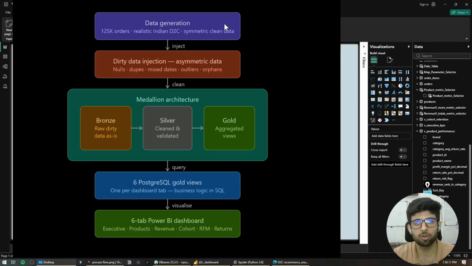So this is the process flow of my project, where we first generated the data, then we injected dirty data into it based on nulls, duplicates, mixed values. Then it went into the Medallion architecture. It had the bronze raw dirty data, and from that it went into the silver data where we cleaned it and validated it. After that, we put it into PostgreSQL to make business logic SQL, which then went into Power BI to make this powerful dashboard.